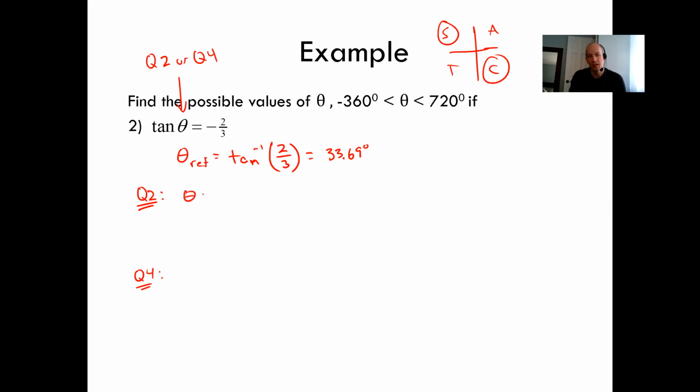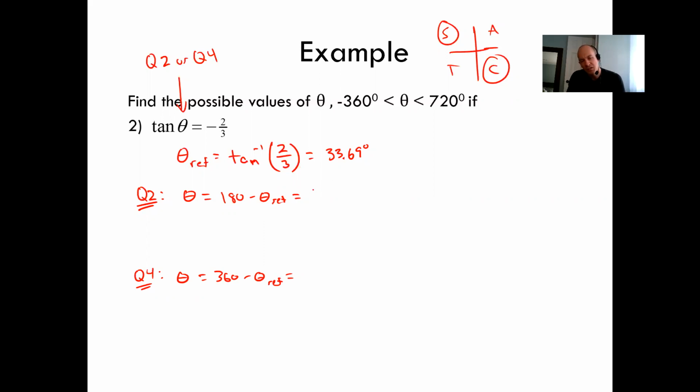So theta is equal to, in quadrant 2, we always go 180 minus the reference angle. In quadrant 4, we always go 360 minus the reference angle. So these trig questions have a way of just splitting up into multiple questions here.